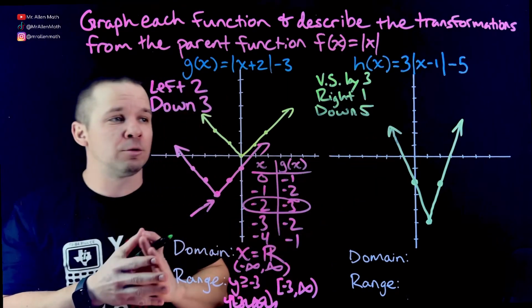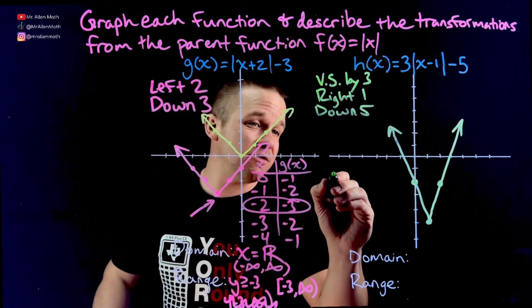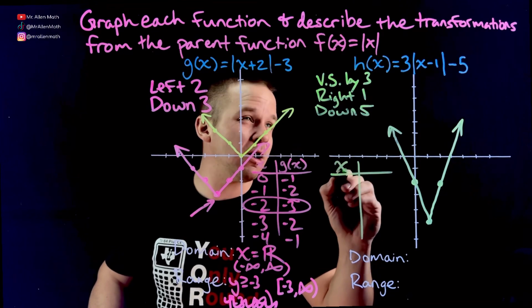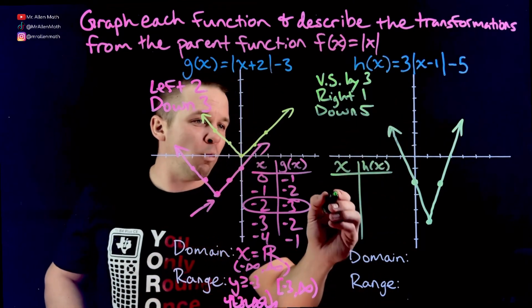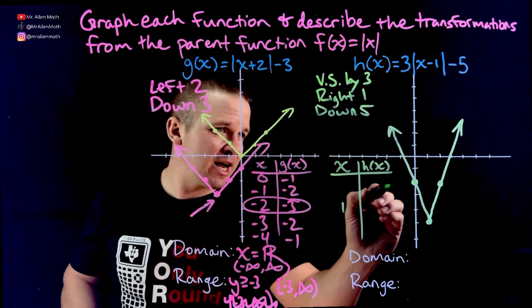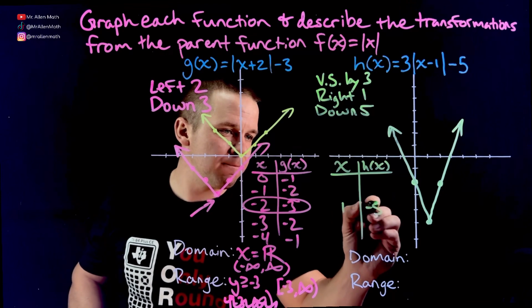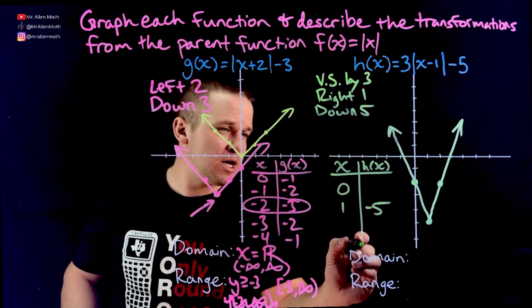Now, if you weren't comfortable with seeing the 3, we could do a T-chart, especially if they asked you for one. They might want you to fill one out. I'll show you how to do it. We have h of x right here. So my 1 was my x value for my vertex, and then I got -5 for the output, right? That was my vertex. And then I picked 0 as one of the points, and I also picked 2 as my other point.